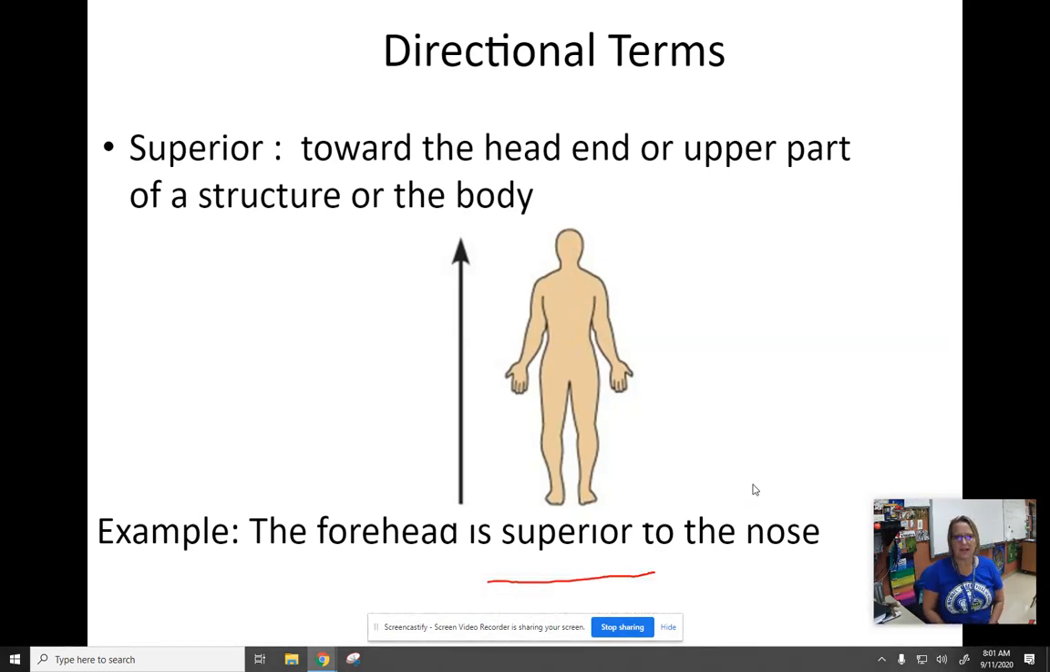Welcome to day 4. Today we're going to talk about directional terminology. And so the textbook pages that you're going to need to be referring to are page 15. There's a chart on page 15. And then also on page 18, there is a description of the body planes.